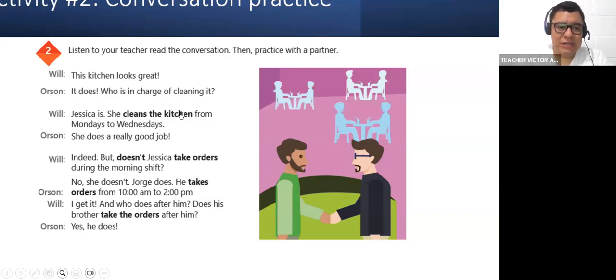This kitchen looks great. It does. Who is in charge of cleaning it? Jessica is. She cleans the kitchen from Mondays to Wednesdays. She does a really good job. Indeed. But doesn't Jessica take orders during the morning shift? No, she doesn't. Jorge does. He takes orders from 10 a.m. to 2 p.m. I get it. And who does after him? Does his brother take the orders after him? Yes, he does.